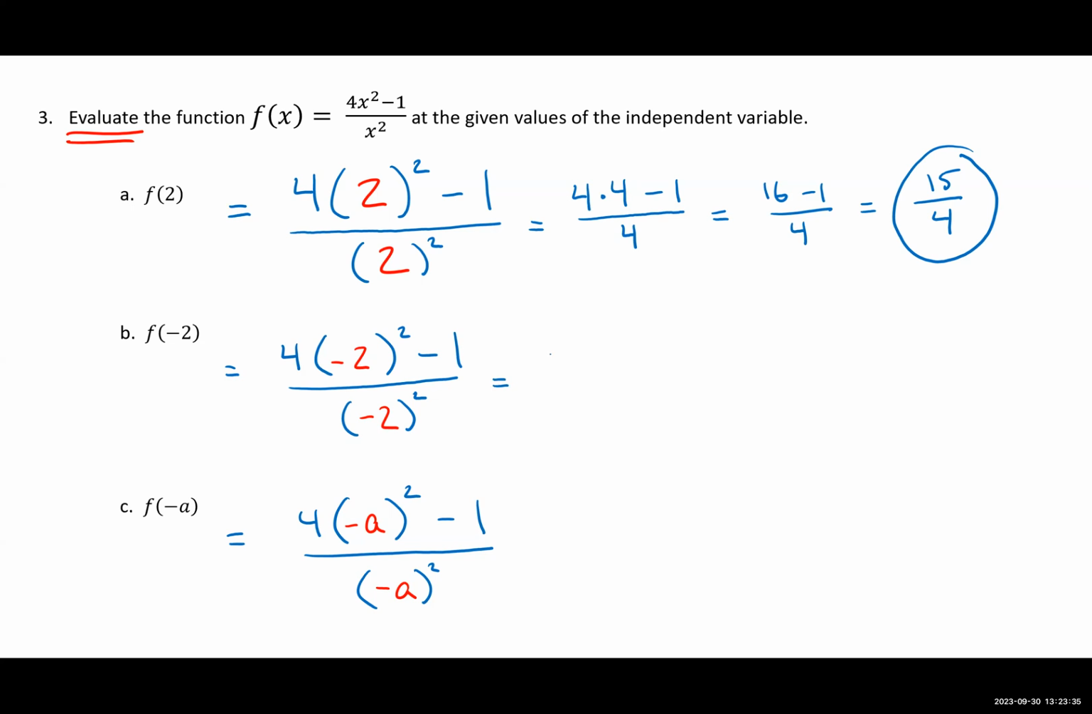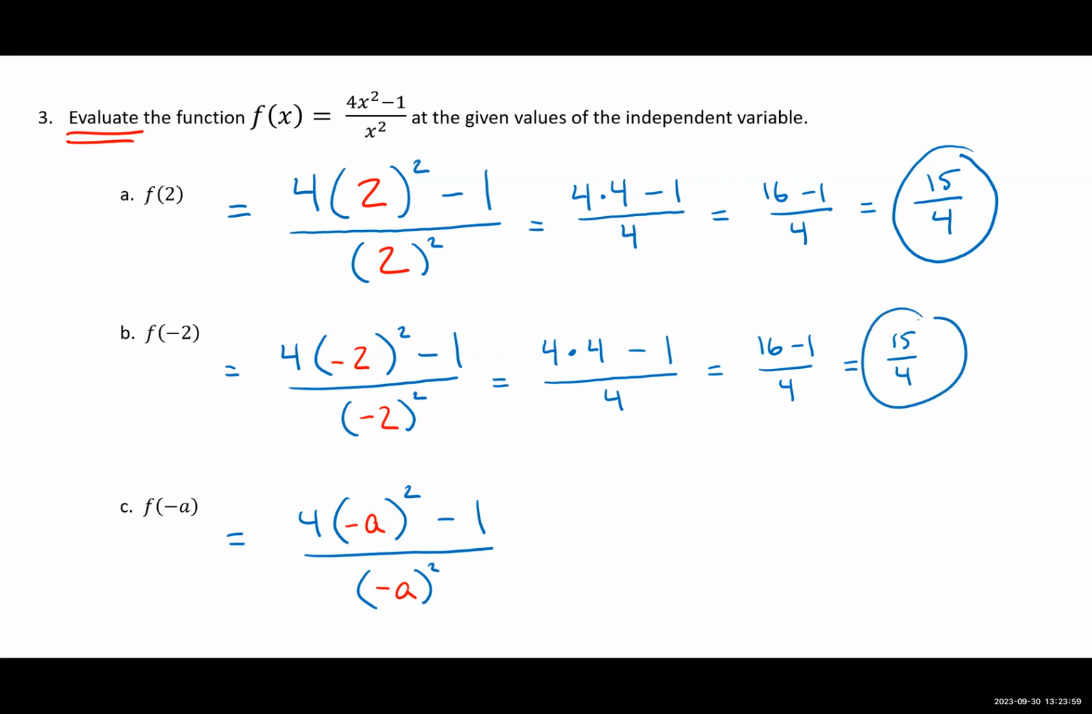Second one's actually going to work out the same way, because -2 times -2, -2 times itself, when you square -2, that's also equal to 4. So we get the same thing on top, 16 minus 1, 4 on the bottom. So we get 15 over 4.